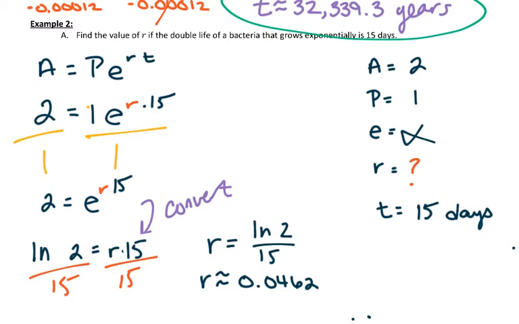If they wanted you to write an equation, sometimes they'll say write an exponential equation. Then your equation would be the amount is equal to the initial amount times e to the power of your rate, which here was 0.0462, times T. Okay. Notice that this is growth because it is a positive R value. So the positive R value tells you that it is growth.